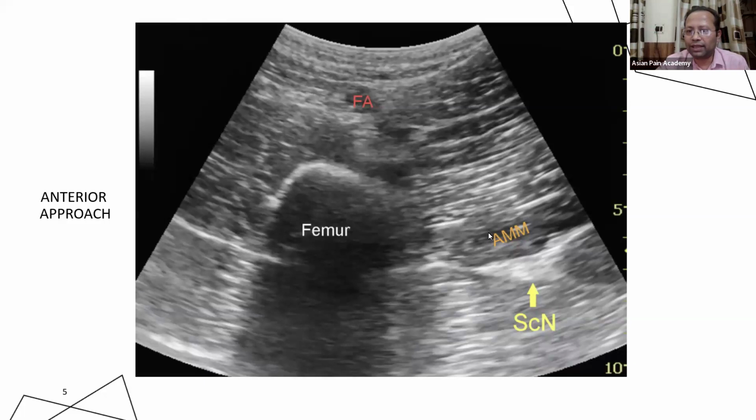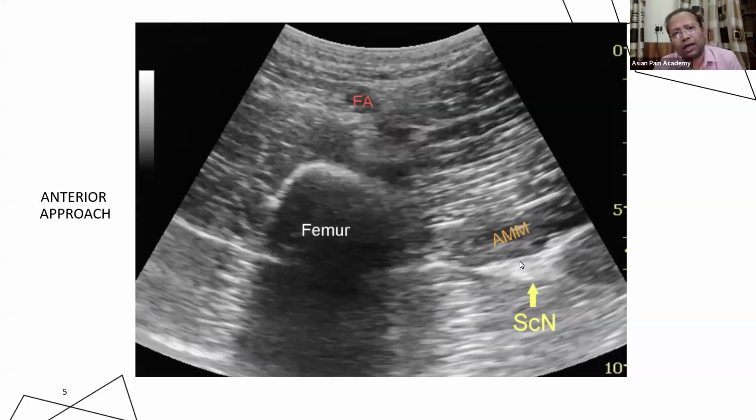Here we can see that below the adductor group of muscles is the sciatic nerve, below the adductor magnus muscle. Here it is basically adductor longus, brevis, magnus. So we will see the whole adductor compartment medially, and then below the adductor magnus muscle we will see the sciatic nerve. This is the anterior approach to locate the sciatic nerve.